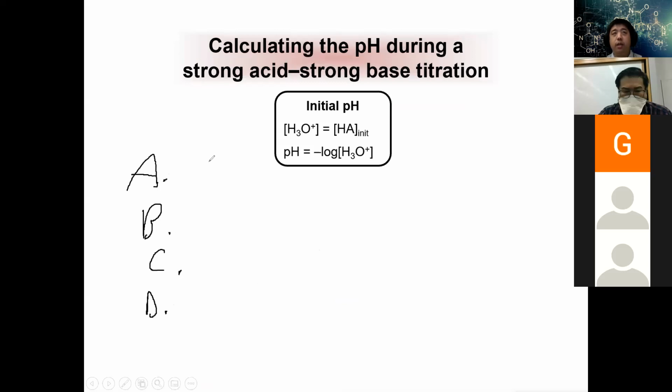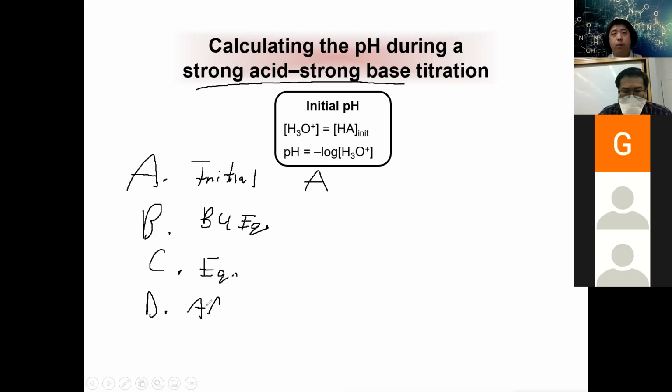Okay. A is my initial. So this is what my pH is with just my acid. This is under the assumption that I'm adding the base to my acid, okay? This has just acid. My B is before equivalence point, so I'm just writing it as before EQ. And this is at equivalence point, and then this is after equivalence point.